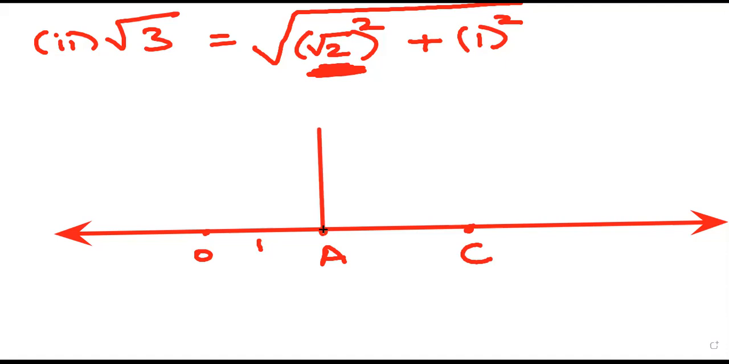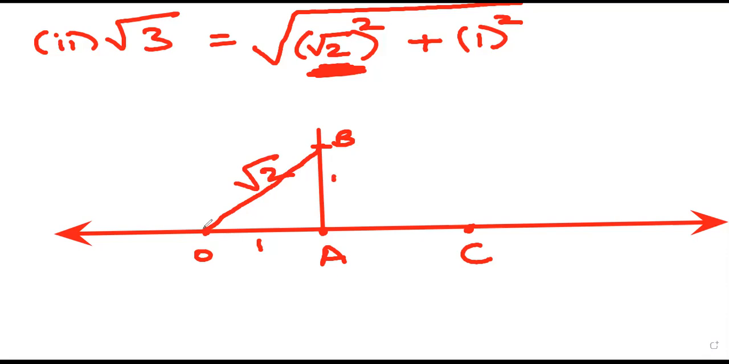Fine. And now we are making root 2 first. Now, children, here from A, take 1 unit from here and mark this point as B. Now you have to join O to B with the help of scale. Now, children, this is your root 2 actually.